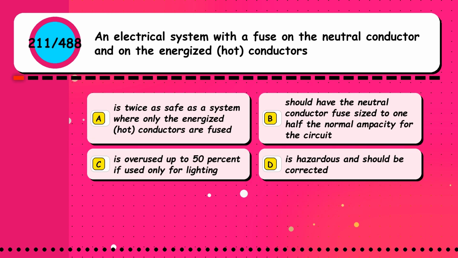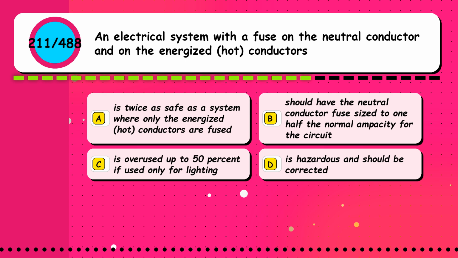Question 211. An electrical system with a fuse on the neutral conductor and on the energized, hot, conductors. Option A, is twice as safe as a system where only the energized, hot, conductors are fused. Option B, should have the neutral conductor fuse sized to 1/2 the normal ampacity for the circuit. Option C, is overused up to 50% if used only for lighting. Option D, is hazardous and should be corrected.